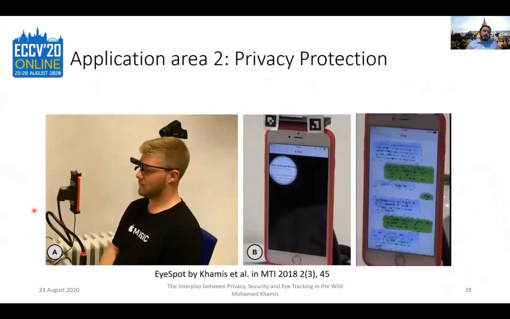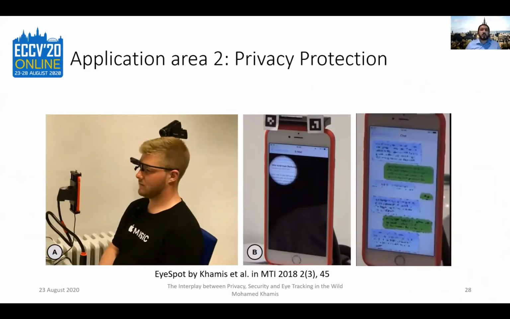Now this system over here called EyeSpot is also a way to protect privacy using eye gaze. What we did here is that we used an external eye tracker to tell where the user is looking on the screen of a mobile phone. And then we distorted the content around the point that the user is looking at. This way, it limits the amount of information that bystanders have access to, to improve privacy.